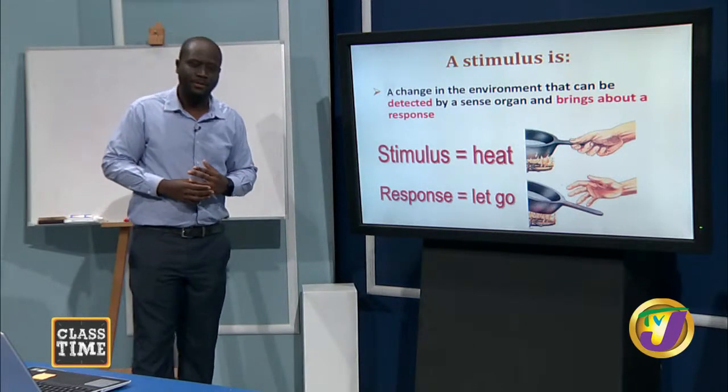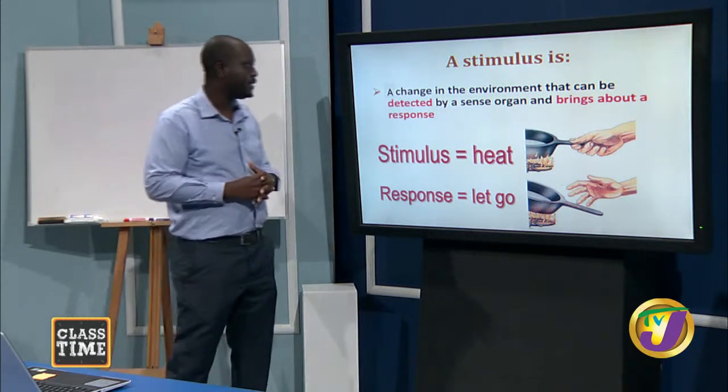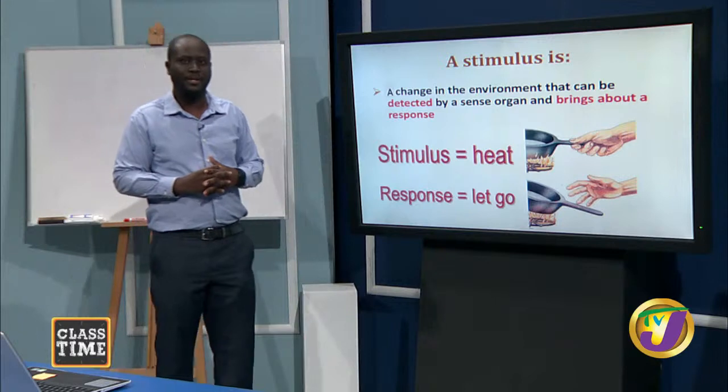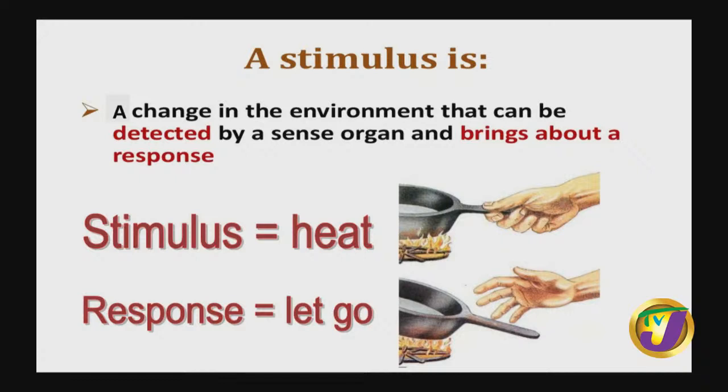Now, what do we mean by a stimulus? A stimulus is any change in the environment, and it's normally detected by a receptor, which is located in your sense organs. So in this case, touch a frying pot, which is very hot. The stimulus would be heat, and the response would be to let it go. So the response is any change in behavior of the organism in relation to the stimulus. So the stimulus is any change in the environment. What we mean by response is a change in the organism's behavior in relation to the stimulus.